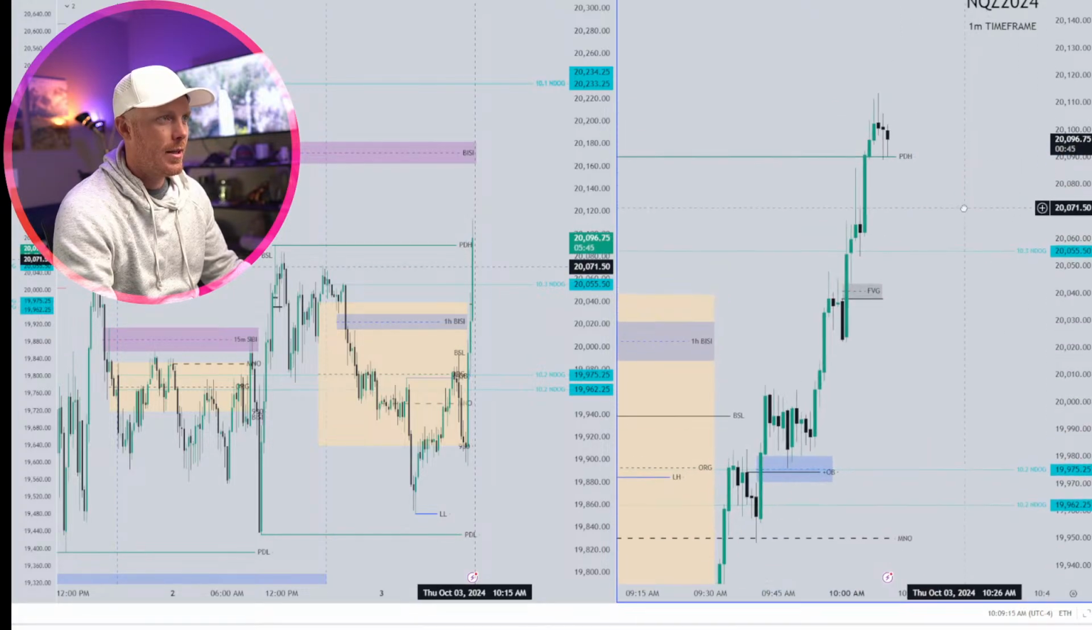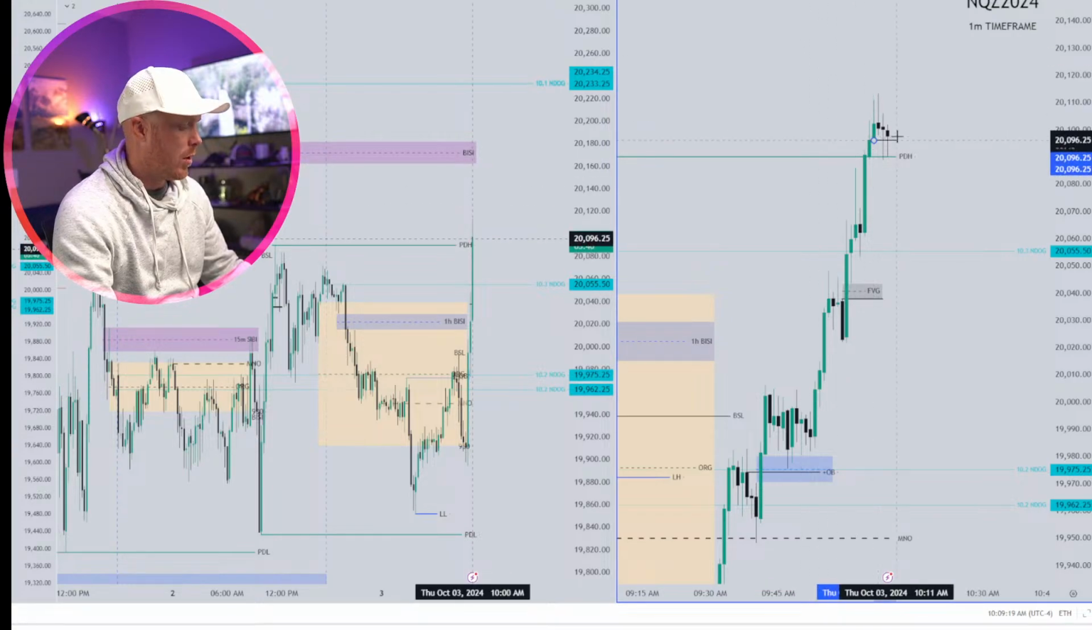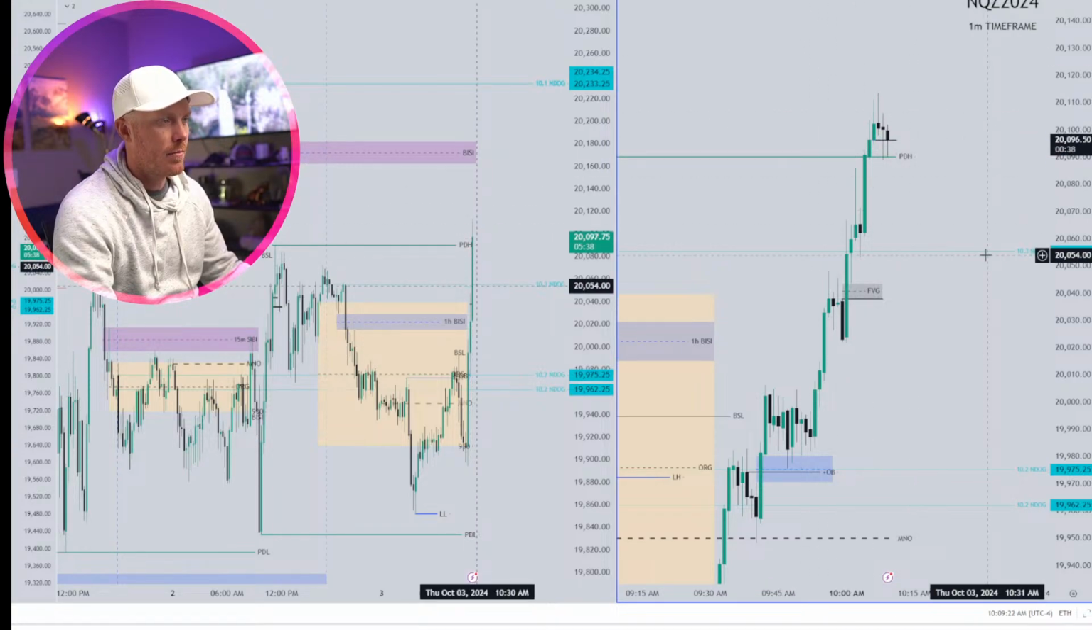All right, I'm not going to take this trade, but I want to see after we hit previous day high, what happens when we have a 1-minute change in state of delivery. I'm going to watch that.